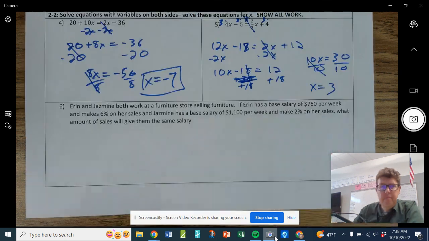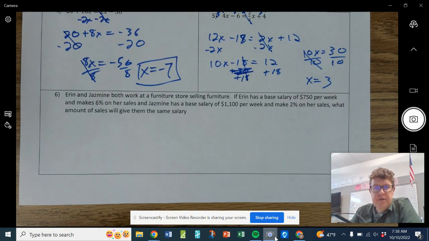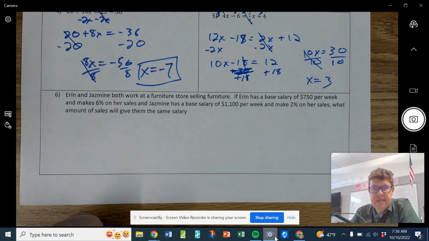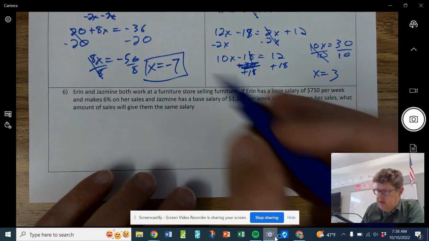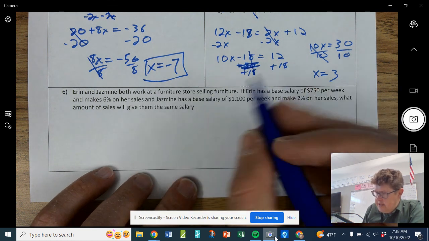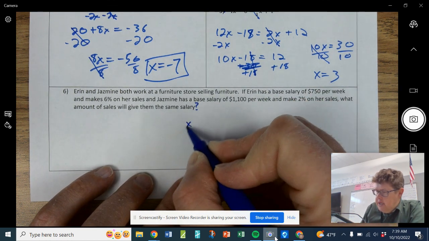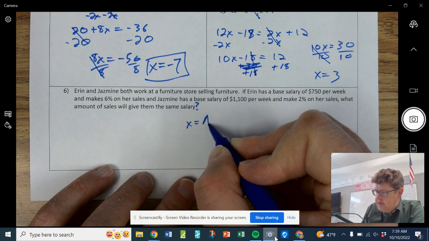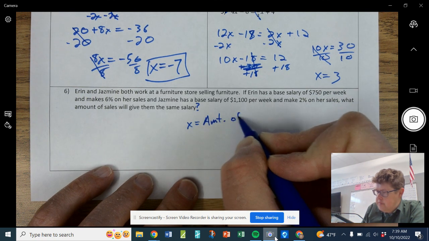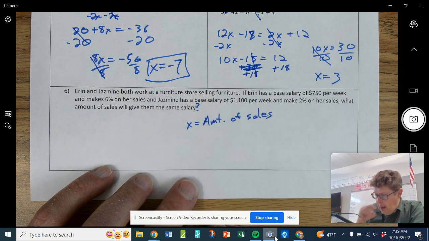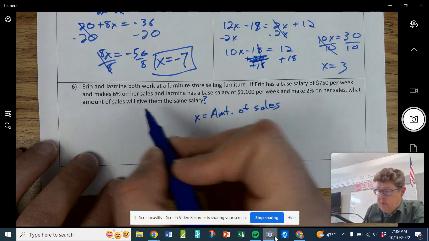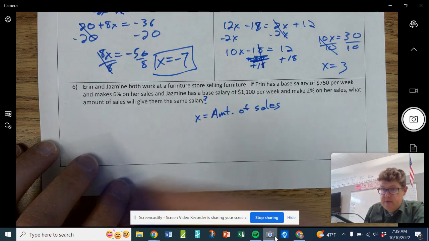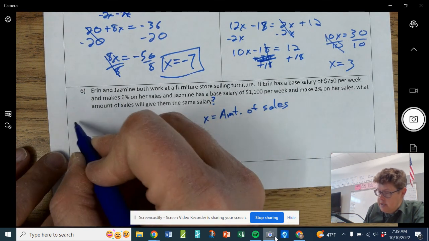Okay. Aaron and Jasmine both work at a furniture store selling furniture. If Aaron has a base salary of $750 per week and makes 6% on her sales, Jasmine has a base salary of $1,100 per week and makes 2% on her sales. What amount of sales will give them the same salary? So x is going to be amount of sales. And when we convert these percentages, we just move the decimal over twice. So it's going to be 0.06.